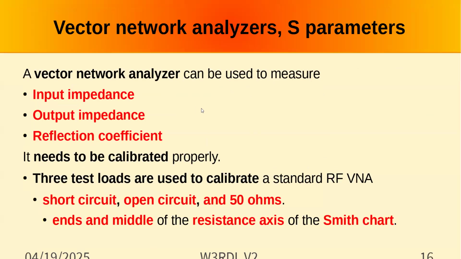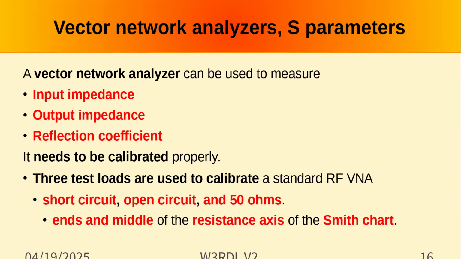A vector network analyzer can be used to measure input impedance, output impedance, reflection coefficient, and a lot of other things. You have to calibrate them, which is one sort of pain. The Rig Expert can be calibrated, but once you do it, you don't have to keep doing it. Although it's calibrated at the connector on the Rig Expert. So if you have additional leads on there, if you don't recalibrate, then those can affect the reading, but not much.